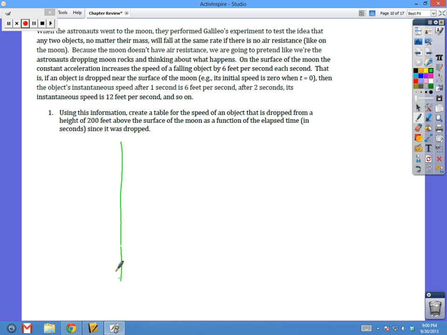So make a table. This is going to be time, and this is just going to be speed. So at time 0, the object is still in your hand, it's not moving. So its speed is 0. At time 1 second, you're going to drop it, and its speed increases. Its speed increases 6 feet per second each second.